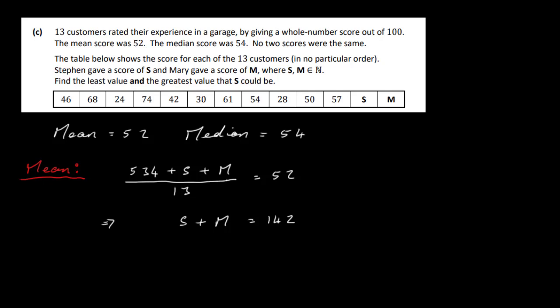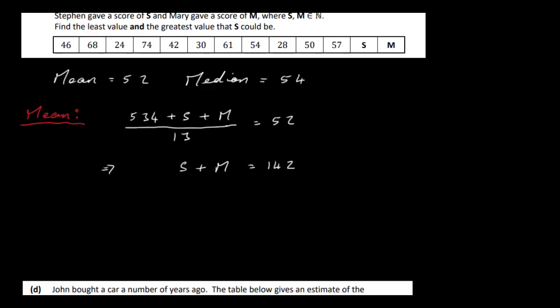Okay, so what does that mean? Well, just looking at the mean and not looking at the median for the moment, we can see here that the minimum for S would have to be 42, and the maximum for S could be 100, because the maximum you can actually score is 100 anyway. So that means the minimum would be 42. Okay, so that's looking at the mean. We haven't looked at the median yet, so let's have a look at that. These are not our final answers, by the way. This is just hopefully going to help us.